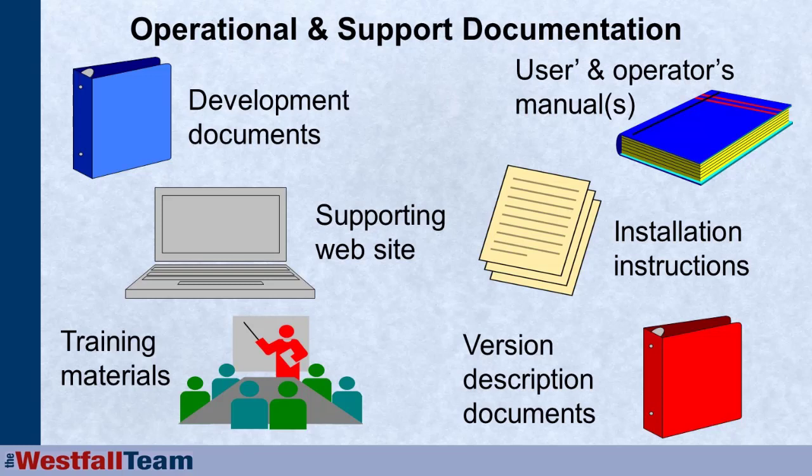The version description documents need to be correct. They need to list any outstanding defect reports with workarounds. They need to list all of the new features and functions, all of the corrected defects, and that needs to match up with all of the status accounting information. And your training materials are complete, consistent, and appropriate.